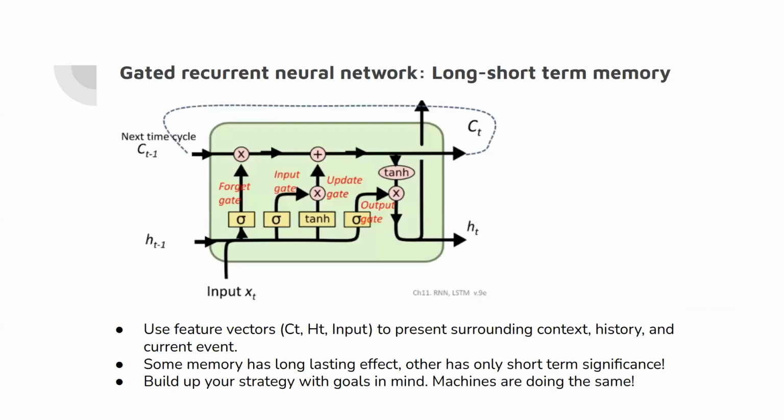This is a very common structure of a neural network cell. You have memory from the past. You have your immediate input, and you need to smartly decide what to forget from the past and what to take from the current input. And how do you update your state at the current moment?